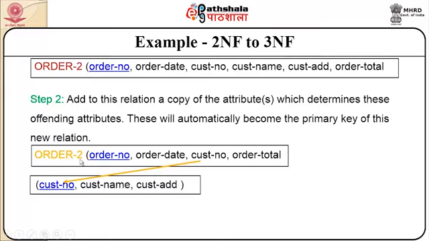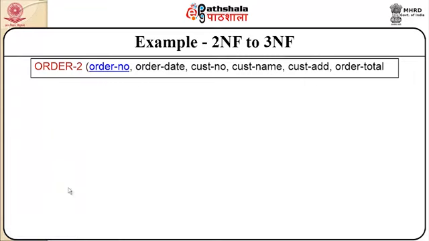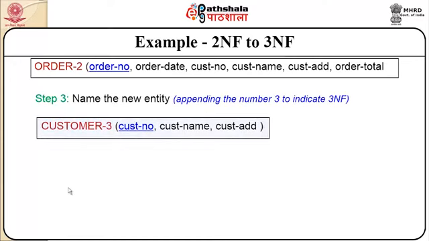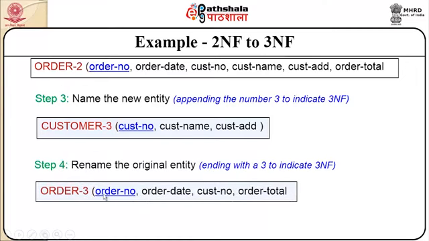So, from the original relation, that is the order 2 relation, we have taken out customer name and customer address. To make it a separate relation, we are inserting customer number on top of it, which makes it a primary key. Now, we have to name the new entity. By looking at all the customer values, we are making it the customer 3 relation, that is after third normal form, and the original relation now got reduced with limited attributes and has been renamed as order 3 relation.